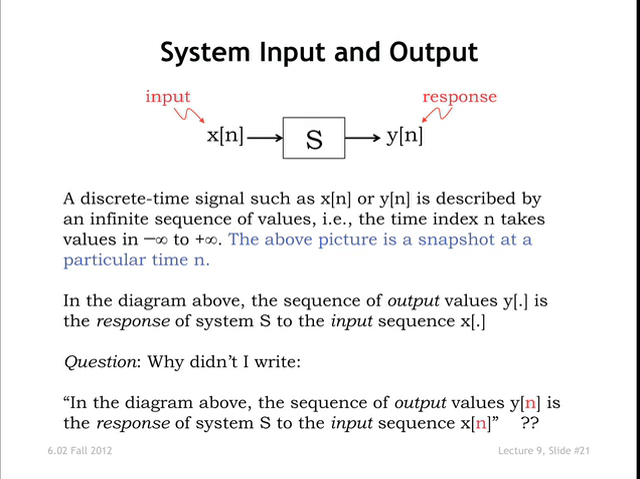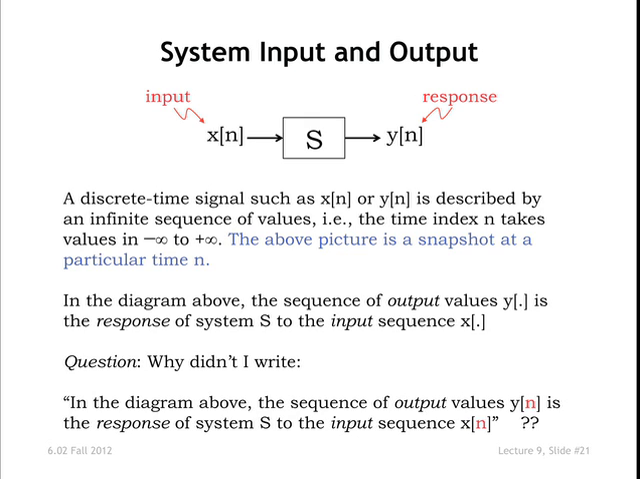So abstractly, what we have is some system, S. We've got an input sequence, an output sequence. And this is typically how these things are drawn. I just want to caution you on this. When you see a diagram like this, you want to think of it as a snapshot of the system at time n. You don't want to think of it as saying that the value of y, the output at some particular time n, is determined by the value of x at that same time n.